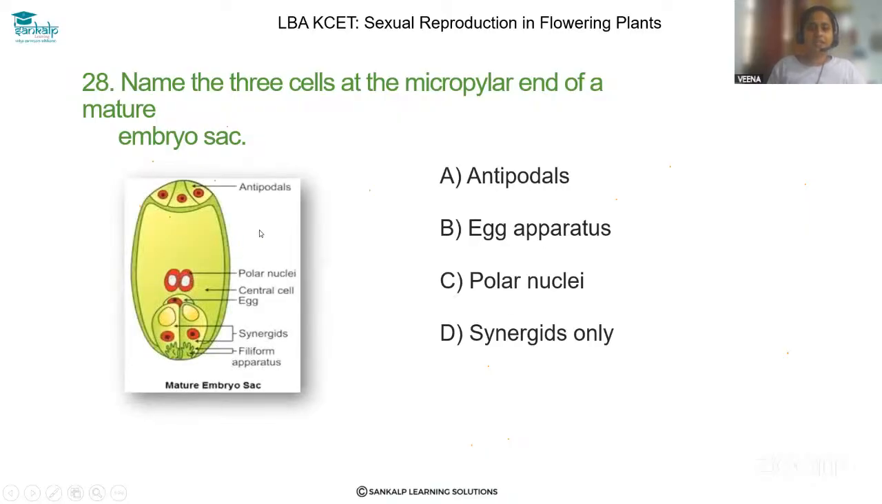Let's solve the 28th question. Name the 3 cells at the micropylar end of the mature embryo sac. See, just observe the structure here. See, at the micropylar end, there is a structure. Here it is. Two synergids are there, and one egg cell is there.